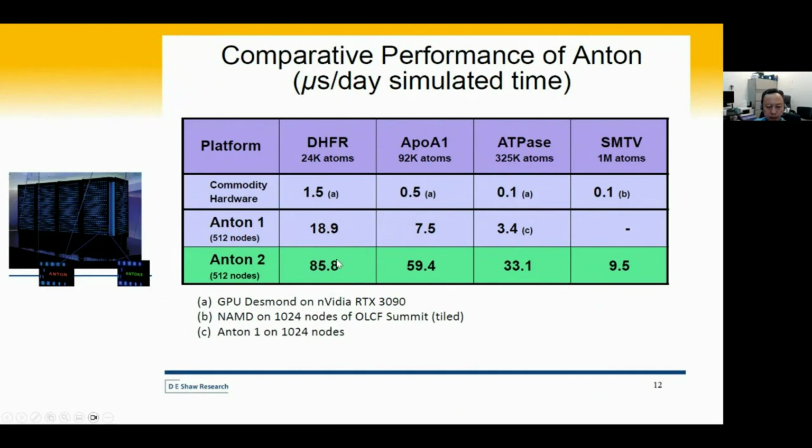And if you use the Anton 2, well, it's a 40-fold increase for this small system. But when you go to a large system, let's jump to the million atom system. With a million atom system, you can literally simulate a typical whole protein. If you use commercially available CPU-based hardware, you can only do 0.1 microsecond per day. But if you use Anton 2, you get a 95-fold speedup, so about a 100-fold speedup, very fast.